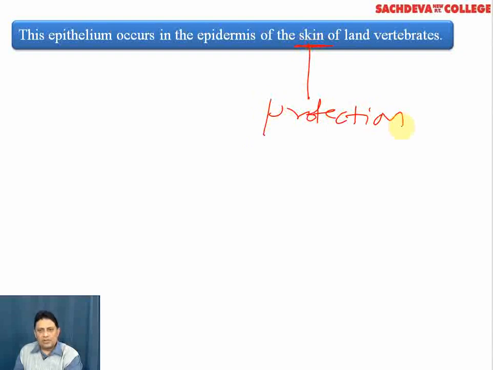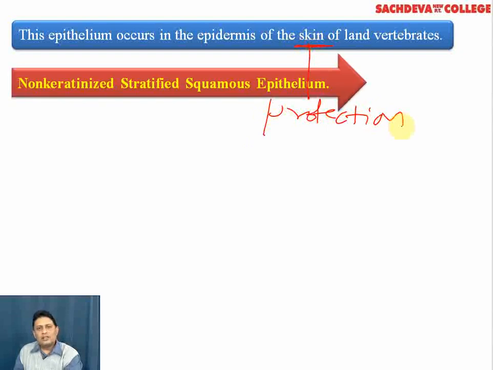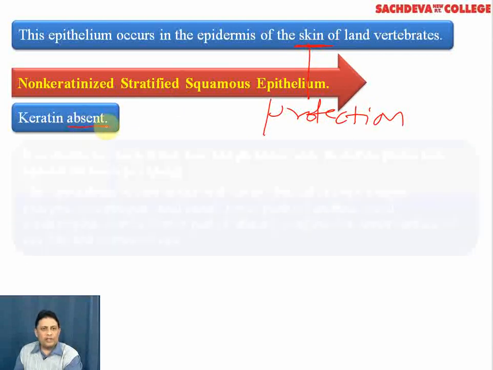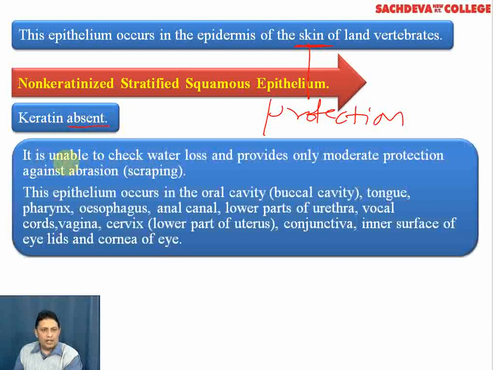Coming to non-keratinized stratified squamous epithelium, the cells are similar to keratinized stratified squamous epithelium, but the important point of difference is that keratin is absent. The waterproofing substance is absent. Therefore, it is unable to check water loss and also provides only moderate protection against abrasions. It is present in buccal cavity, tongue, pharynx, esophagus, anal canal, lower part of urethra, vocal cords, vagina, cervix, conjunctiva, inner surface of the eyelids, and cornea of the eye.